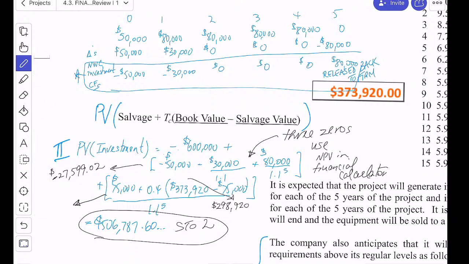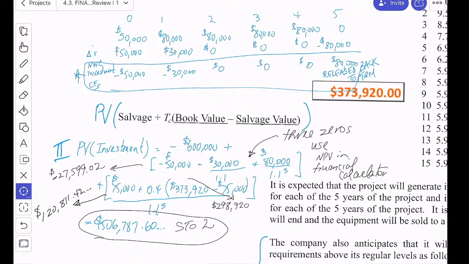So this result here is 120,811.42. You have to keep all the decimal places to get my answers. So you have 600 as the investment, and then an additional 27, and then you add back this, and you get 506. All right, so we're good?